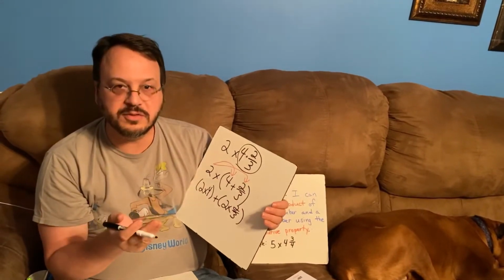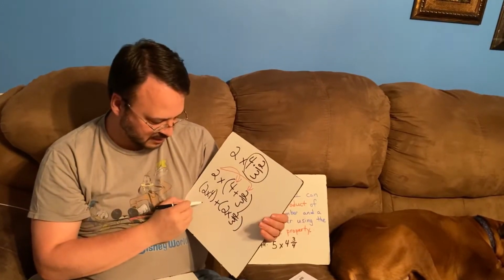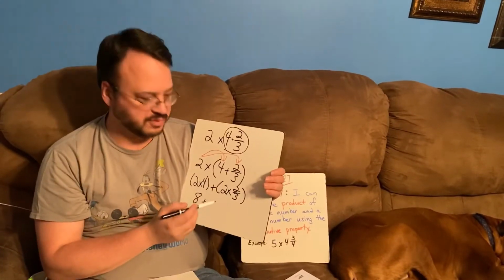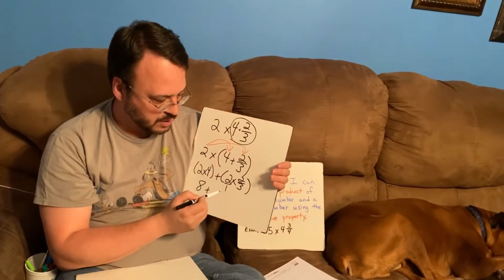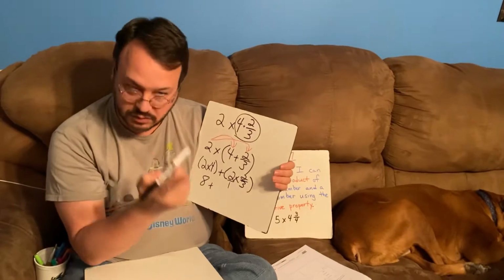Well, what's 2 times 4? Well, we should all know our 2's. 2 times 4 is going to give me 8. Plus, what's 2 times 2/3? Well, remember from yesterday, 2 over 1 is the same thing as 2 wholes.